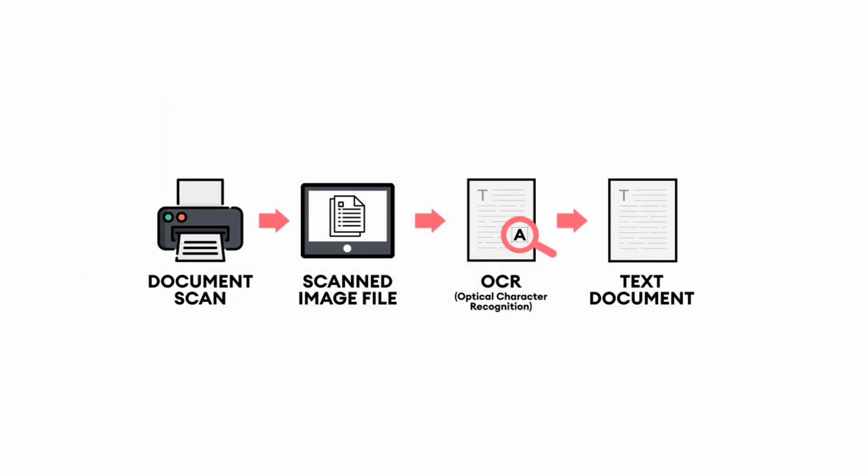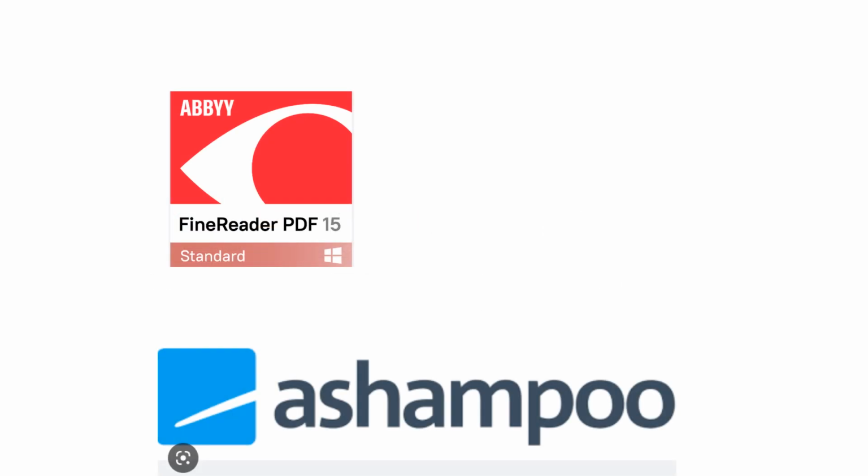An image-only PDF can be made searchable by applying OCR technology, which adds a layer of text, usually underneath the page image. To perform this operation, there are specific software programs available such as ABBYY FineReader or Ashampoo, but there are many others as well.